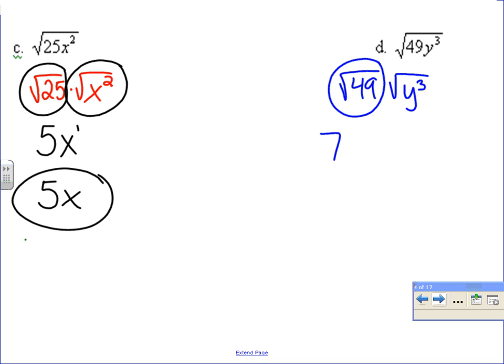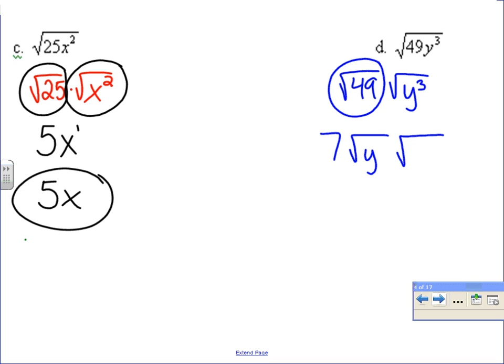Now looking at that y cubed, it's an odd number. So the way it's written right now, you cannot take the square root of it because it's not perfect. So I want you to split up y cubed. I want you to think, well, can I change y cubed to y to the something power times y to the something power, one of them being an even numbered exponent?